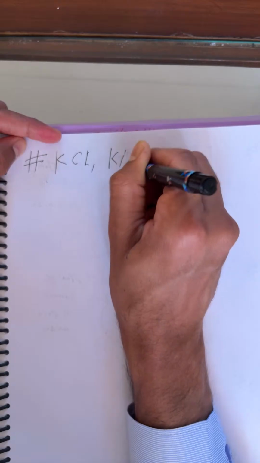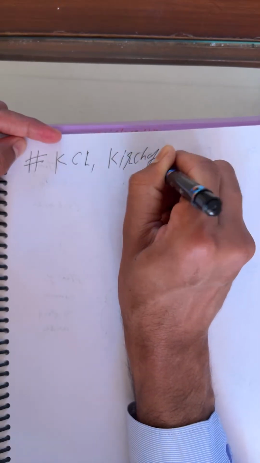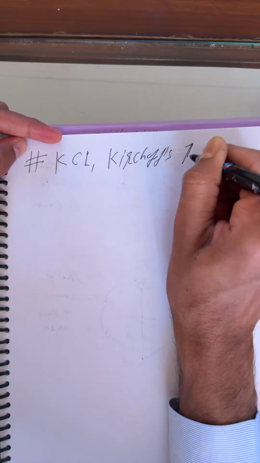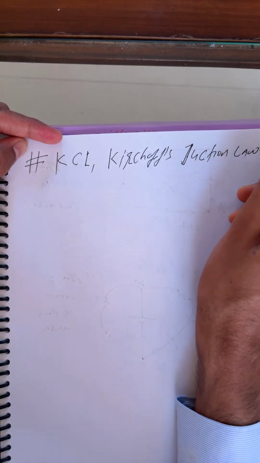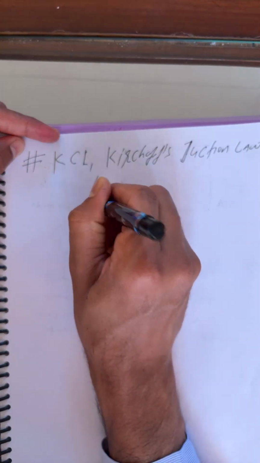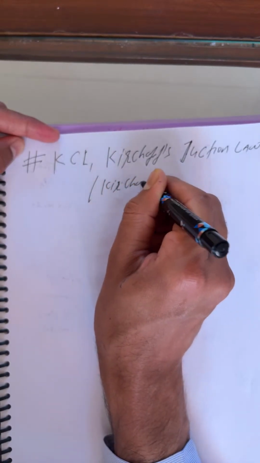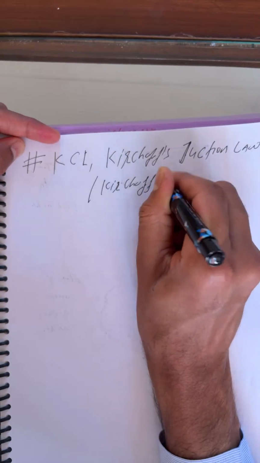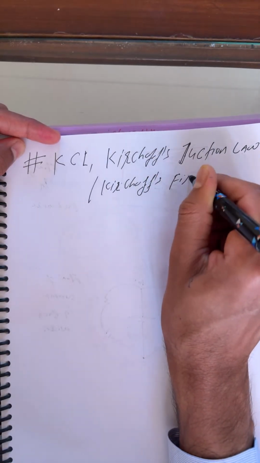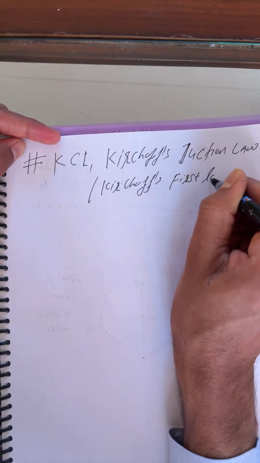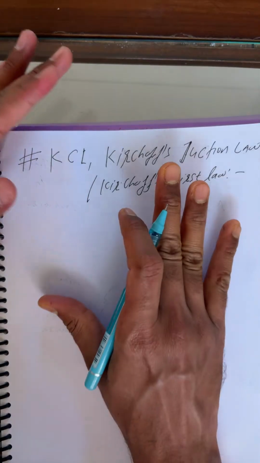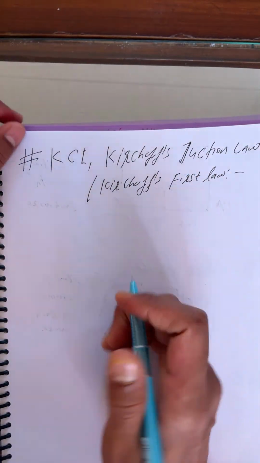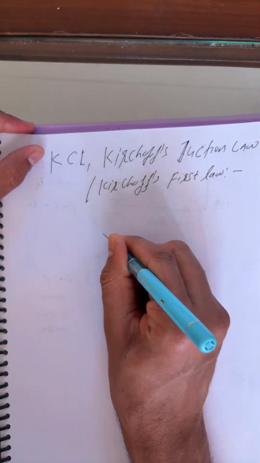You can also say Kirchhoff's junction law. Or I can also say here, Kirchhoff's first law. Now this is the condition there. It is literally highly important for current electricity. So now, for this condition.